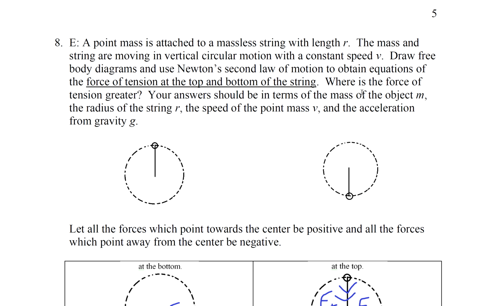Question 8. A point mass is attached to a massless string with length r. The mass and string are moving in a vertical circular motion with a constant speed v. Draw a free body diagram and use Newton's second law of motion to obtain equations of the force of tension at the top and bottom of the string. Where is the force of tension greater, at the top or bottom of the string?